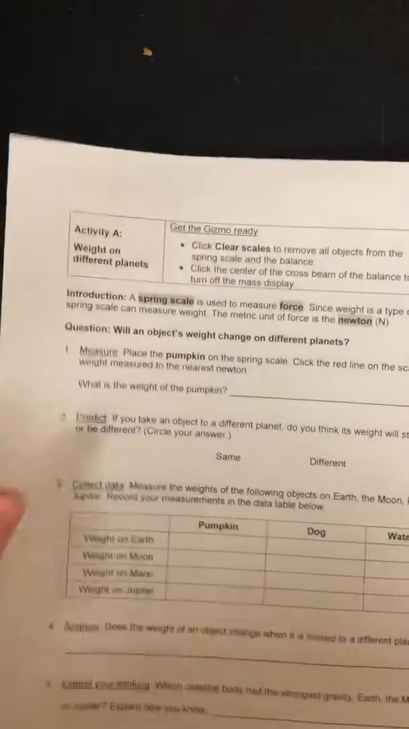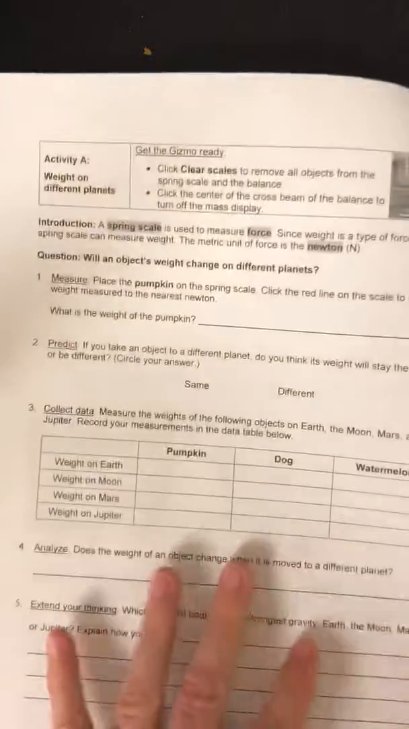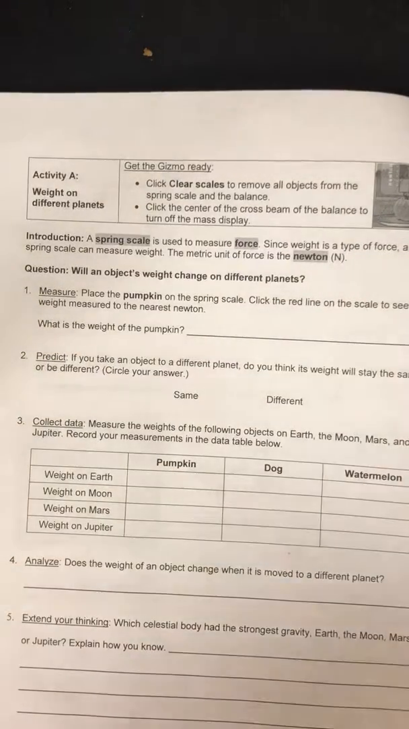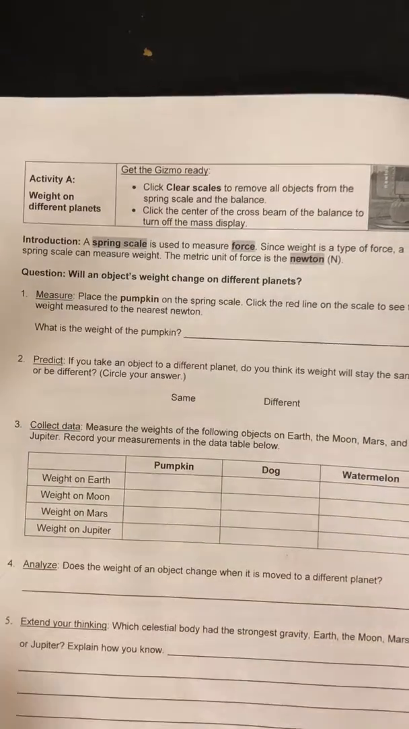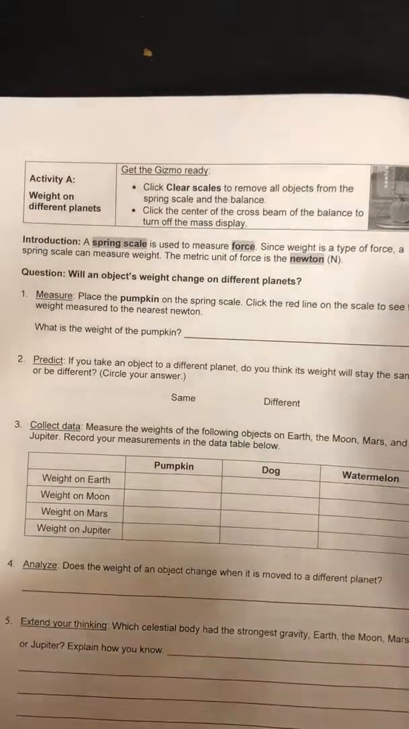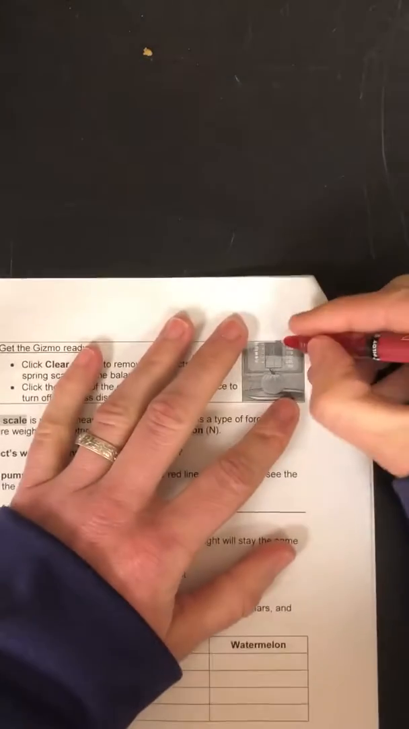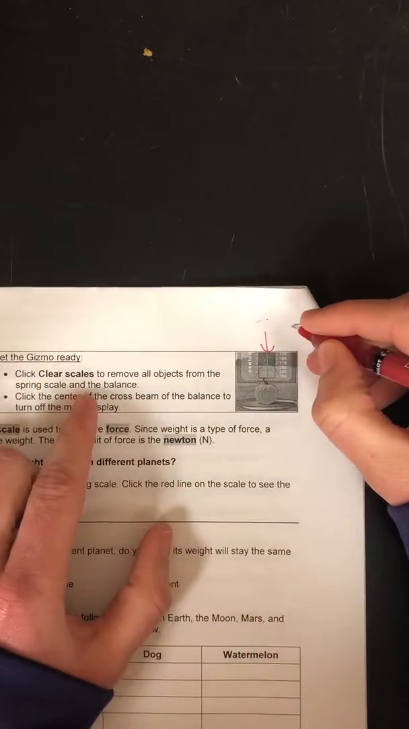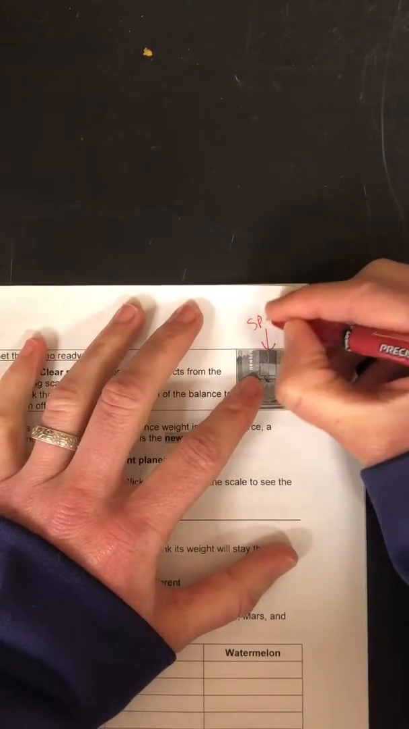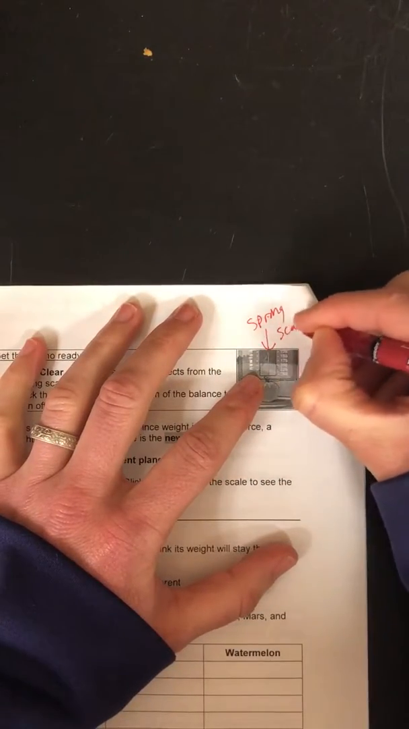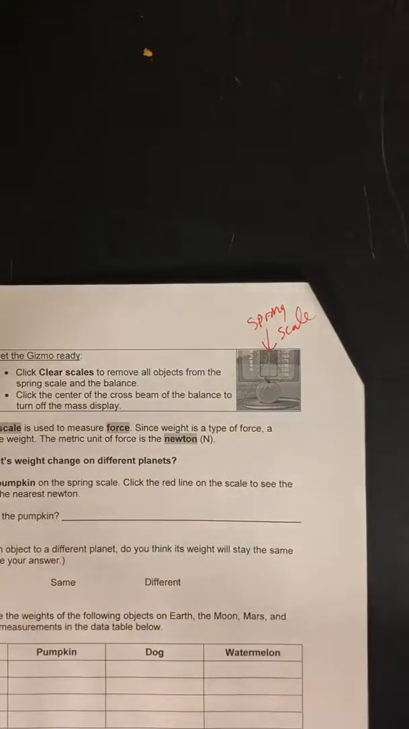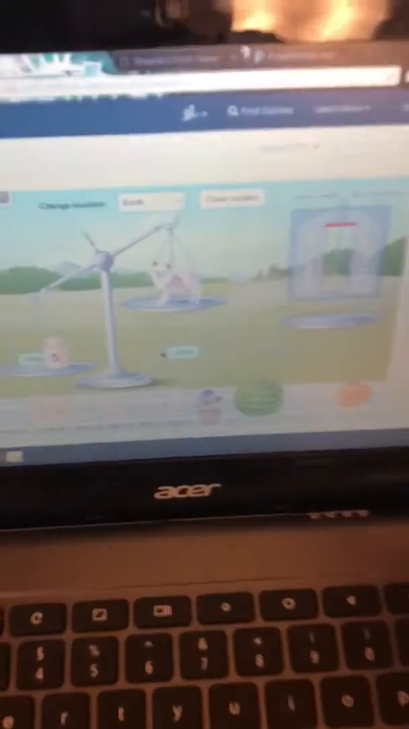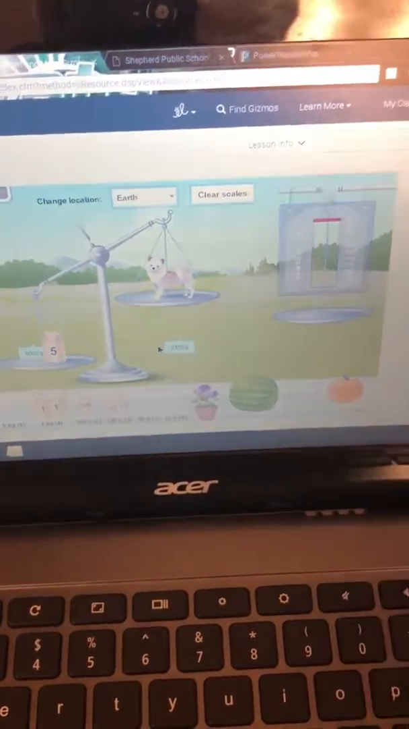And we flip. On the back, activity A, I don't see anything that's going to mess you up considerably. Just remember the difference between the devices. So the thing on the right is what they're going to call a spring scale. Make sure it's right here. Okay, so the spring scale is the thing on the right. Don't forget that. That guy is measured in newtons.